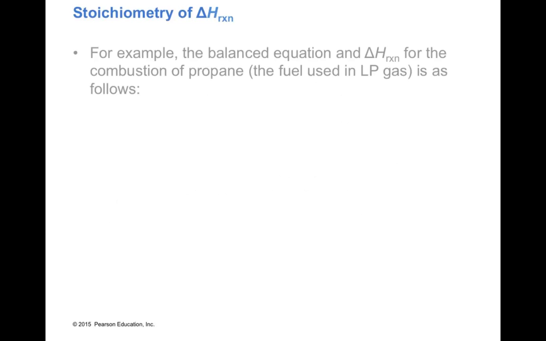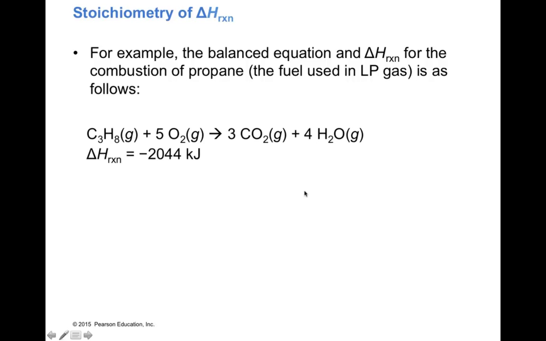So for example, the balanced equation and enthalpy for the combustion of propane, that is the fuel that is used in LP gas, is as follows. We have 1 mole of propane plus 5 moles of oxygen will produce 3 moles of carbon dioxide plus 4 moles of water. This is the combustion of propane.